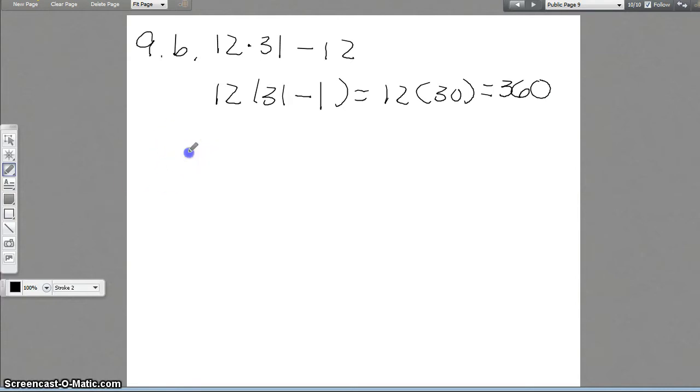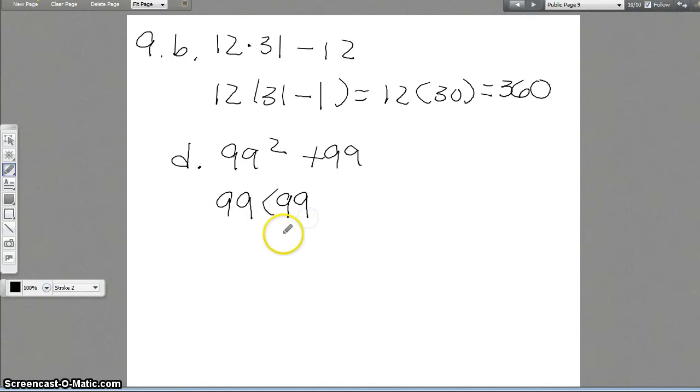So now we're going to do part D, which says 99 squared plus 99. What is our greatest common factor here? Well, that's going to be 99. What do I have to multiply 99 by to get 99 squared? Well, that would be another 99. What do I have to multiply 99 by to get 99? That's going to be just a 1. So you can see that in the parentheses we have 99 plus 1. Outside the parentheses we have 99. So it's 99 times 100, which is 9900.